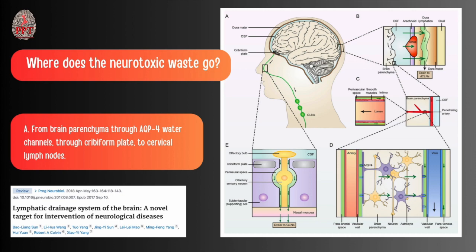So we're talking about this type of area here, and it eventually enters the cervical lymph nodes of the exterior skull base. Let's have a little look at the video of how it gets there through the cribriform plate.